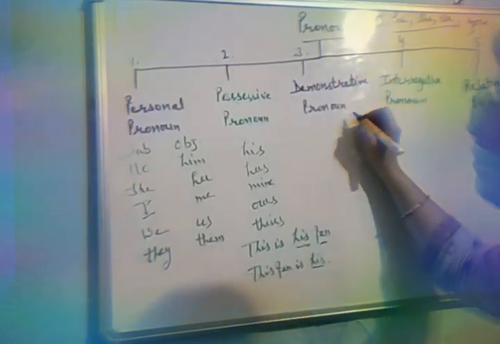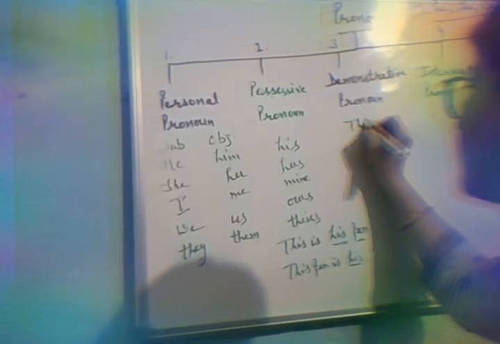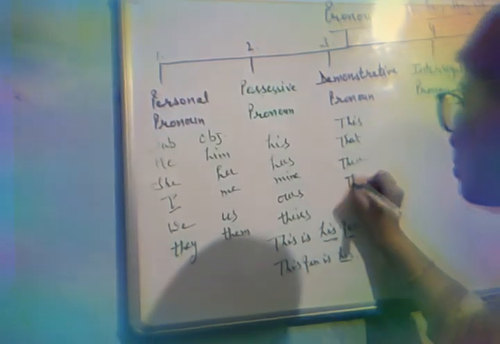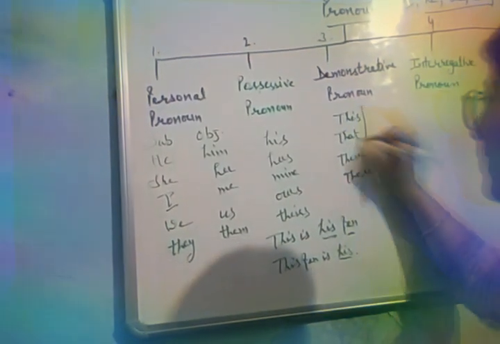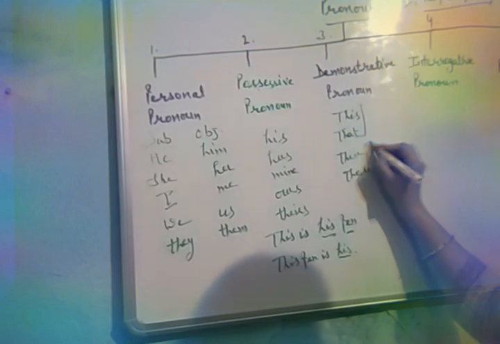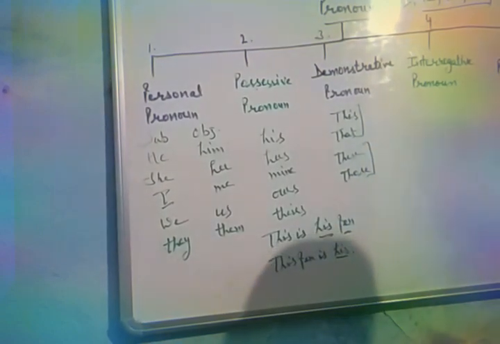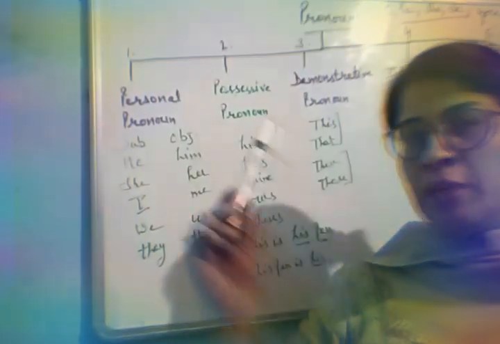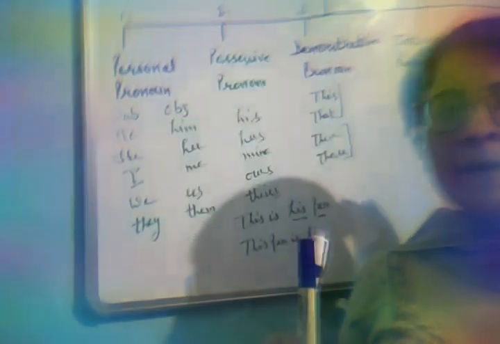Let us look at the demonstratives. Demonstratives are this, that, these, those. As you already know, this and that are used for singulars, and these and those are used for plurals. This is used for nearby things, just like, this is a pen. If I keep it far away, that is my pen. These are my pens, nearby. And those are my pens, far away now. Okay, hope this is clear to you.